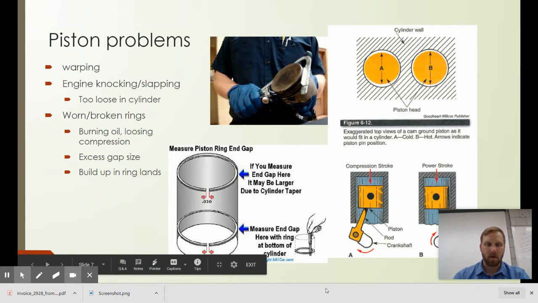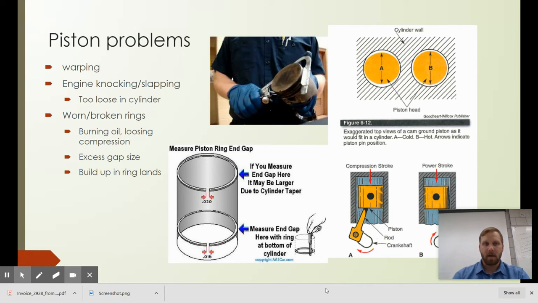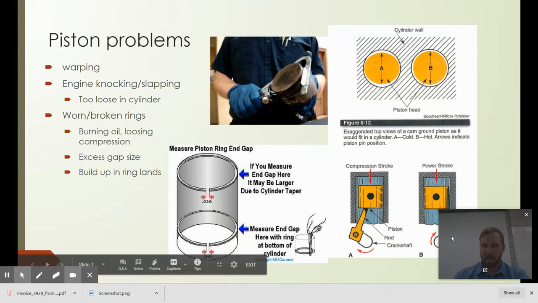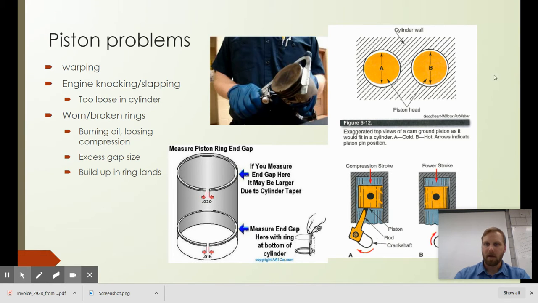Okay, so one common piston problem is called warping, and this can result in engine knocking or engine slap. Basically, the piston can get out of round within the cylinder. You can see up top here the pictures with the A and the B. On the left there, A, the piston has warped out in the left and right directions.